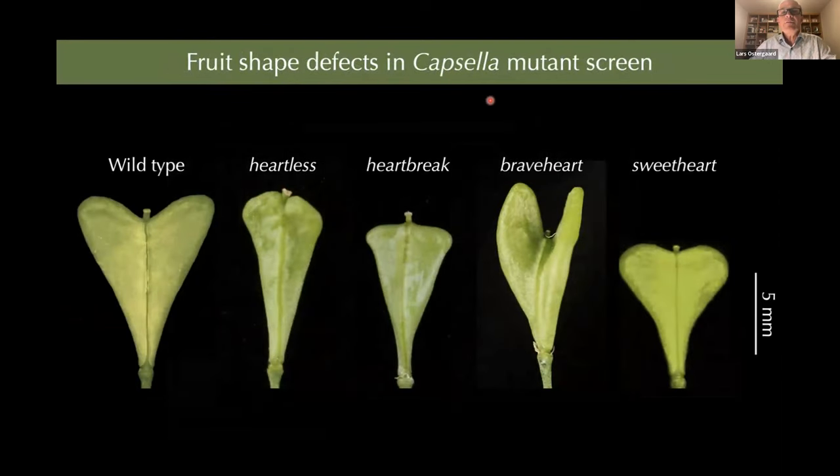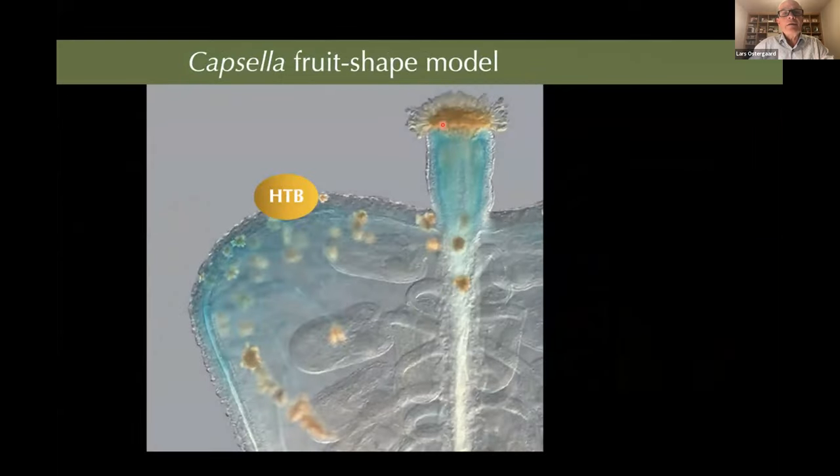So we were interested in trying to find out a bit more about how auxin mediates this effect. What is the interaction between the hormone, the auxin, and the genetics of fruit shape formation? And to this end, we looked again at our mutant population, and we identified various mutants that we called Heartless, Heartbreak, Braveheart, and Sweetheart, to find out more of the pieces of the genetic puzzle that is involved in forming the heart shape. And in this way, we were able to decipher and reveal a genetic and hormonal pathway that regulates fruit shape.